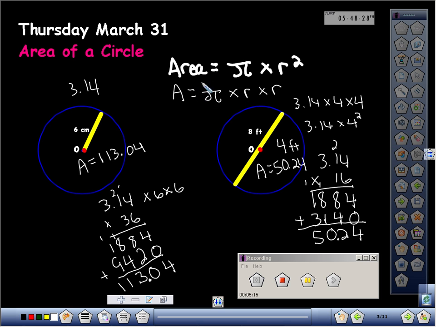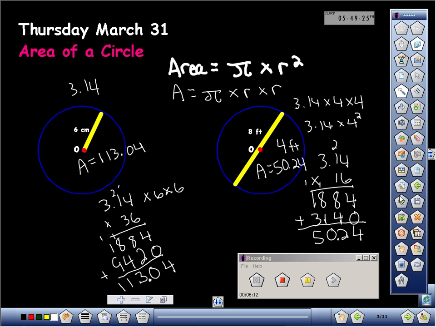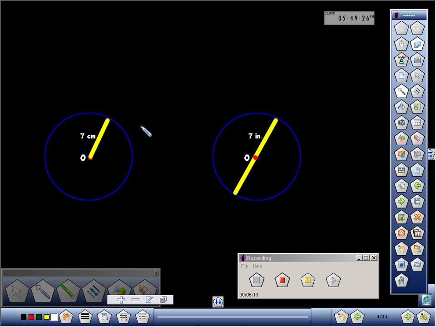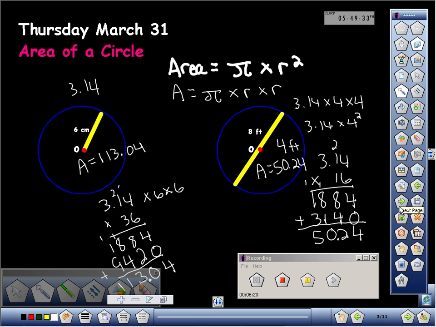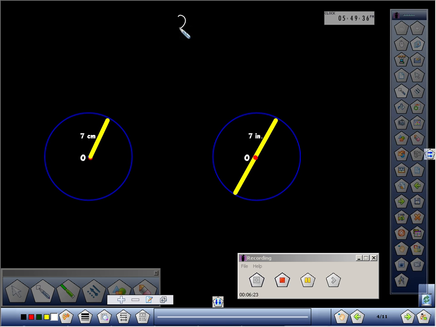We should have area equals pi times radius squared. Let's practice some more. Okay, on the last one, we used 3.14 for pi. On this one, we're going to change it up a little bit, and we're going to use 22/7 to represent pi. We're still going to use the same formula, area equals pi times radius squared. Okay, so now we got 7 centimeters, but instead of using 3.14, we're going to use 22/7.